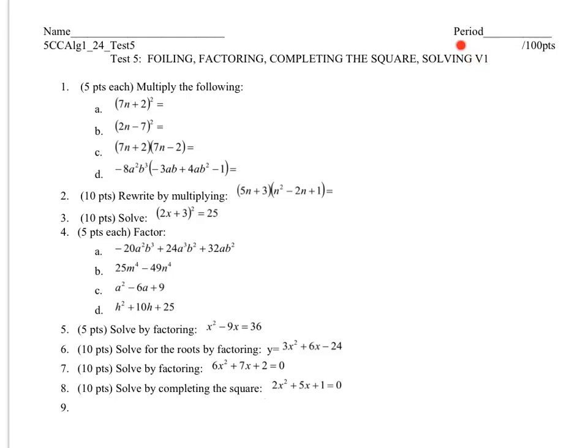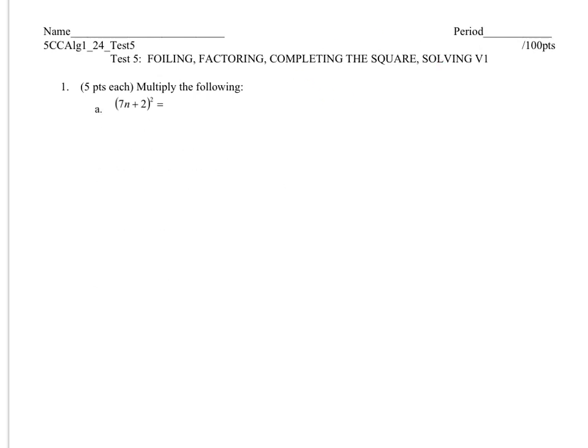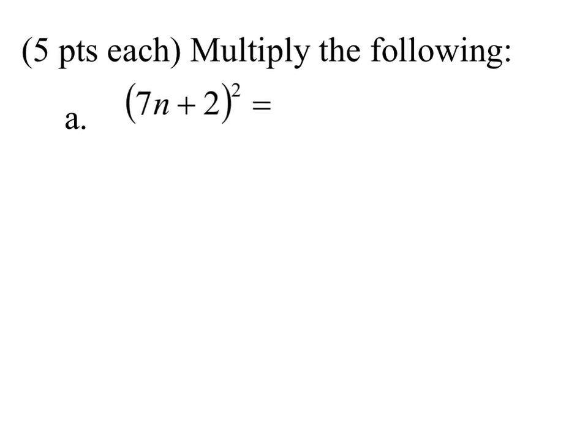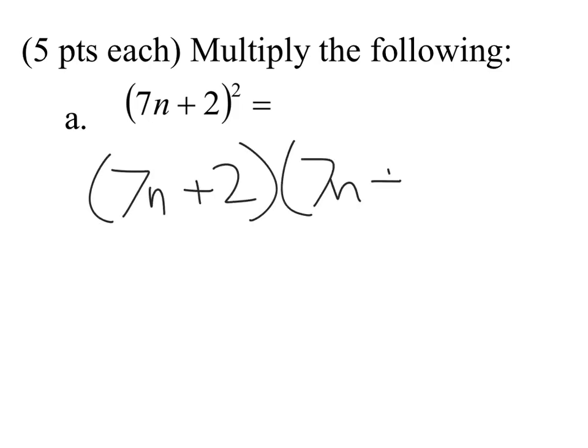This is sample test version number 1 for the upcoming test on foiling, factoring, and completing the squares. Let's start with question number 1, where the instructions tell us that we're going to have to multiply the following, and it says 7n plus 2 squared. So we recognize that this looks like 7n plus 2 times 7n plus 2, and what we're going to do is we're going to FOIL.